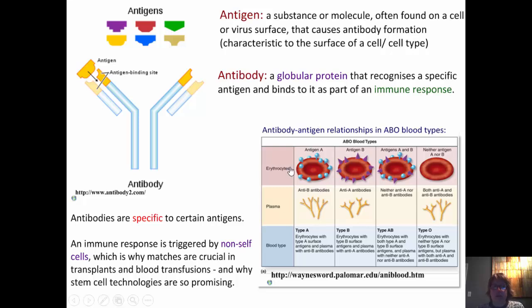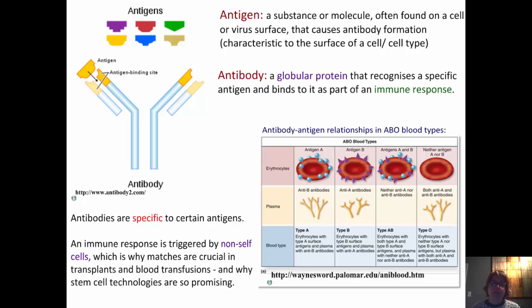So if you look here, we have our A blood type, where our erythrocytes, our red blood cells, have an A antigen. So in that blood, you naturally produce anti-B antibodies. That's fine because they don't react together. You do not want the antibodies in your blood to react with your red blood cells. The B blood cells have antigen B on their coat, and if you have B blood type, then your antibodies are going to be anti-A antibodies. Again, they're not going to react.